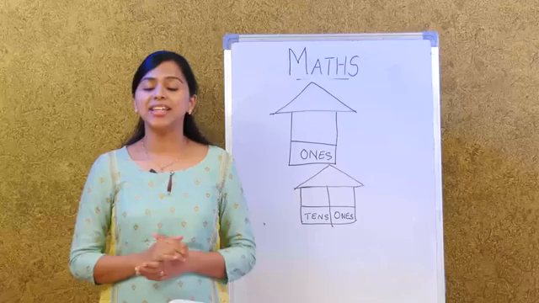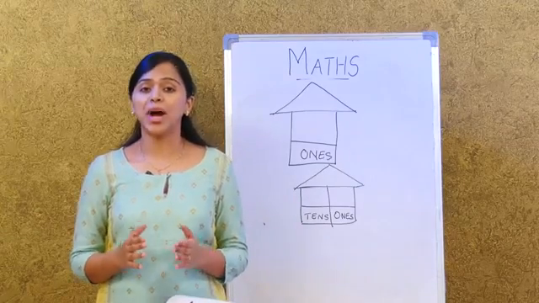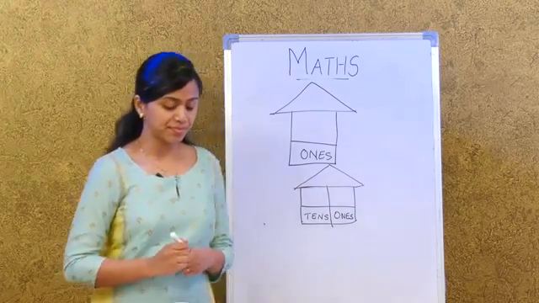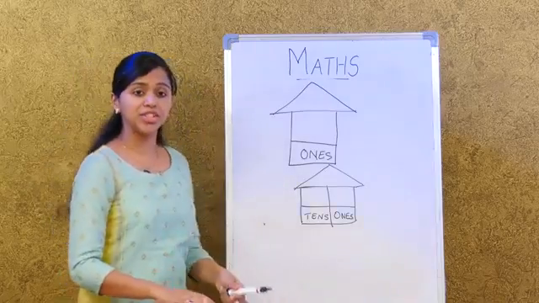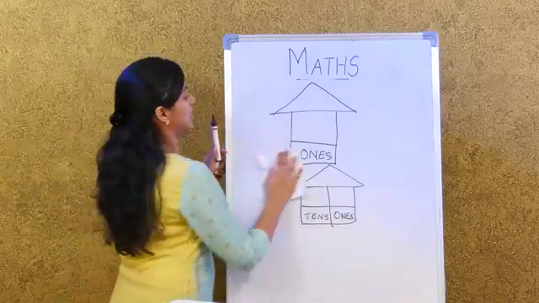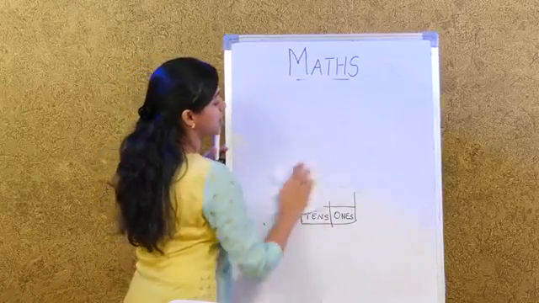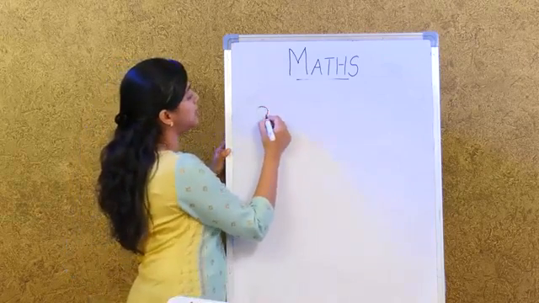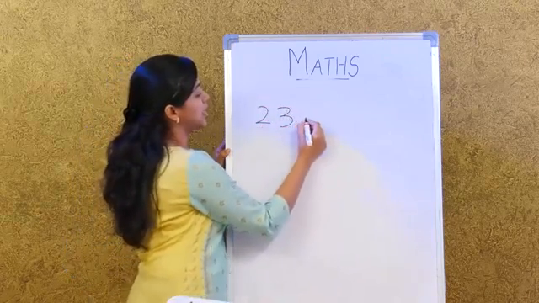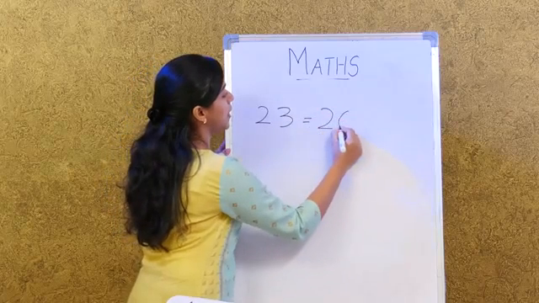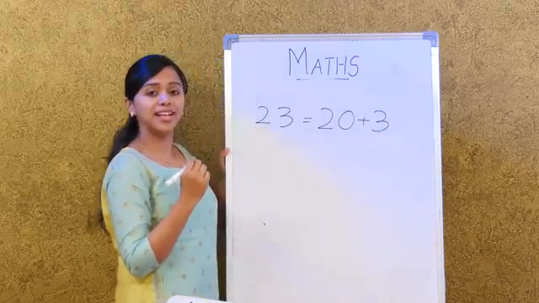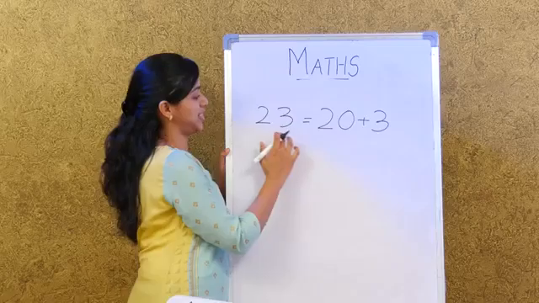Now let's learn about the expanded form. In the expanded form, we show the value of each and every digit. For example, the value of each digit will be shown here. I'm going to write the expanded form of a few numbers here and then you can learn them. For example, the number 23. We can write it as 20 plus 3 would be the expanded form. Here we are writing the value of each digit.